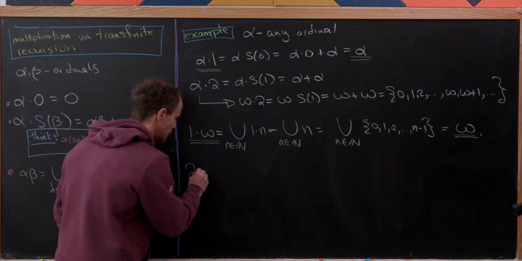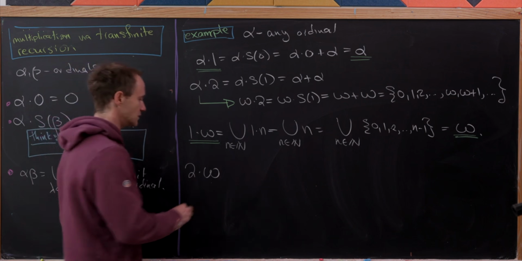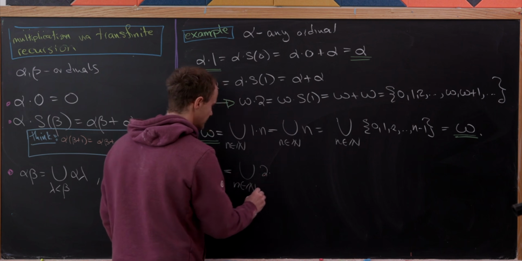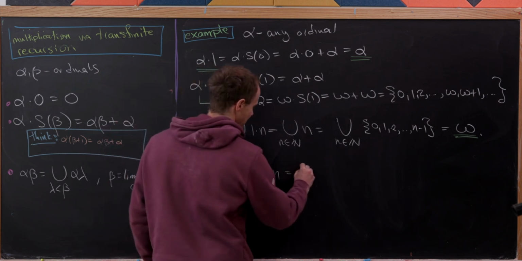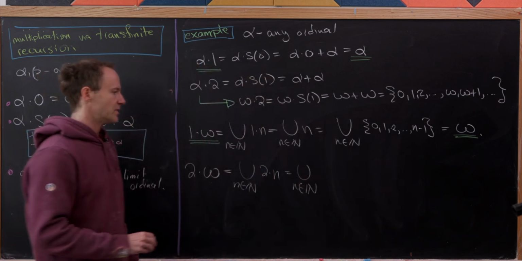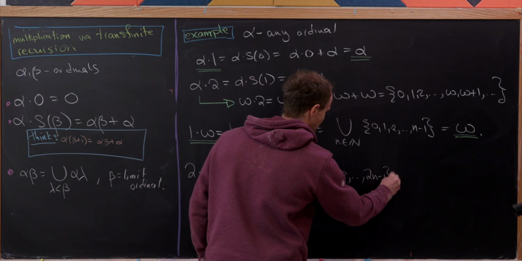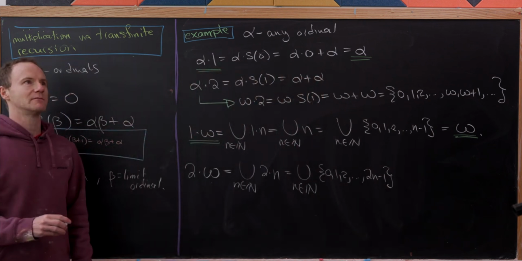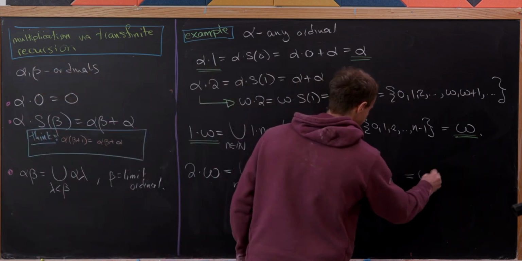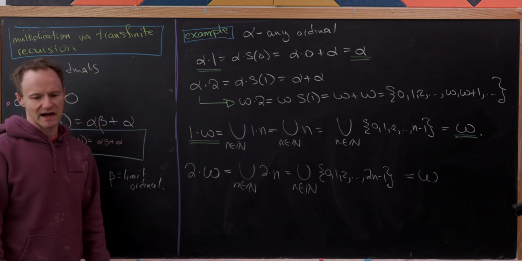So now let's look at 2 times omega and see if we get the same thing as omega times 2. Okay, so this is going to be the union over all natural numbers of 2 times n. But now that's going to be equal to the union over all natural numbers of 2n, but that's the set containing 0, 1, 2, all the way up to 2n minus 1. Just, again, keeping in mind the set definition of 2n. But then if you union all of those sets, you're going to get omega again. So left multiplying by 2 is like an identity operation.